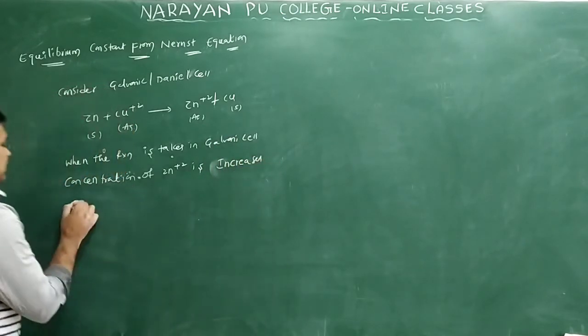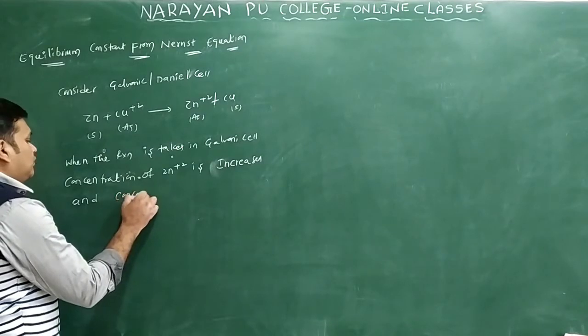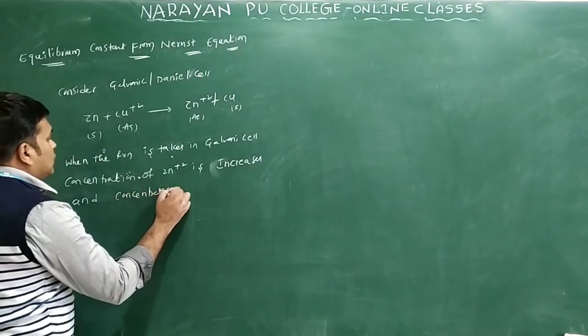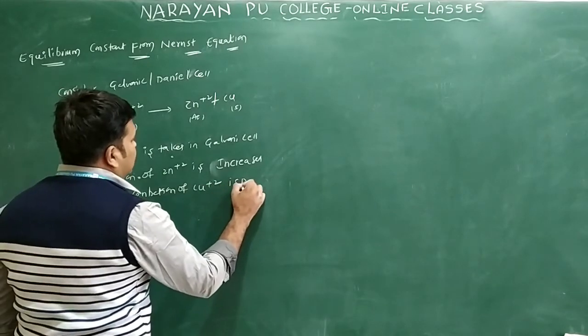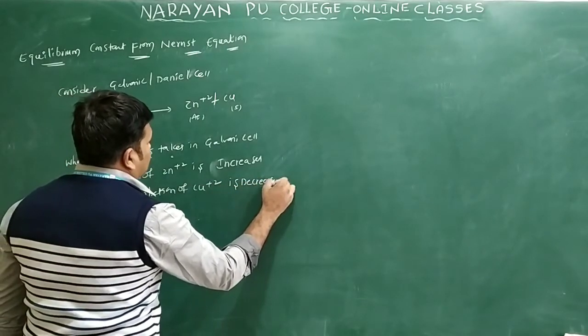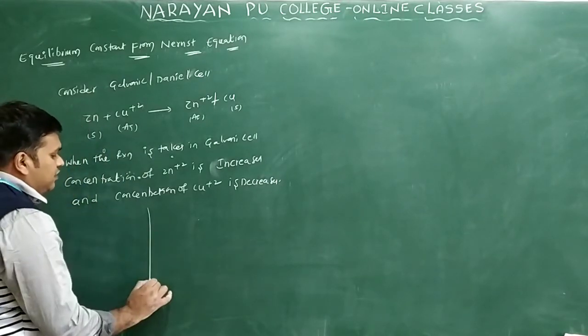Increases. Concentration of which ions? Zn plus 2 ions increases, and concentration of Cu plus 2 is what? Decreases. Concentration of Cu plus 2 decreases. Suppose you can see this one, the diagrammatic representation only.